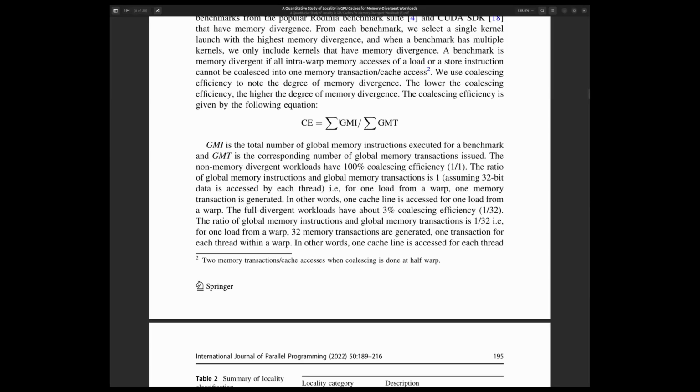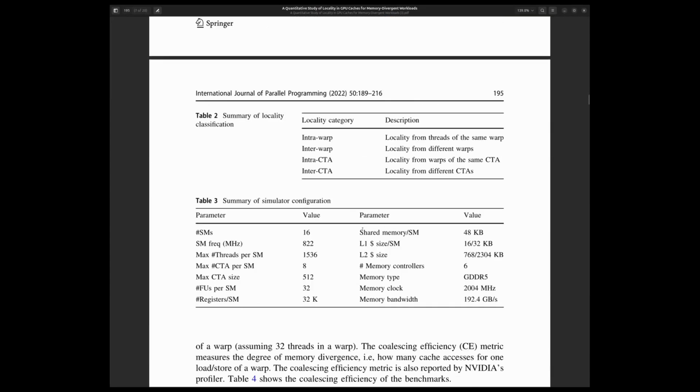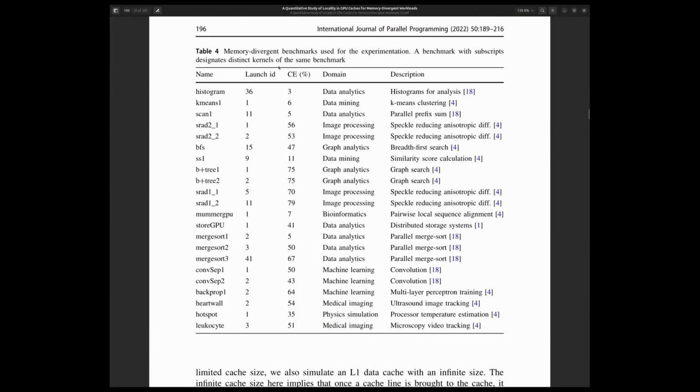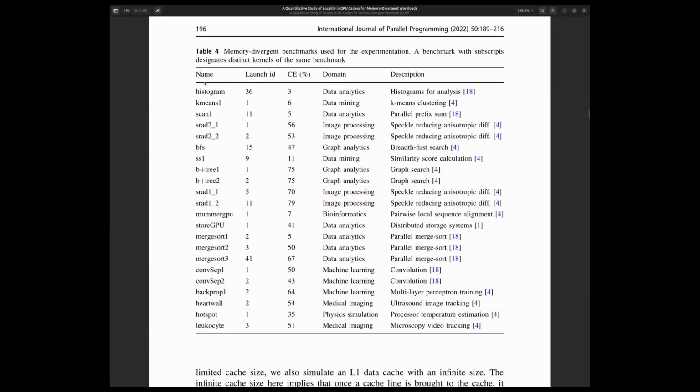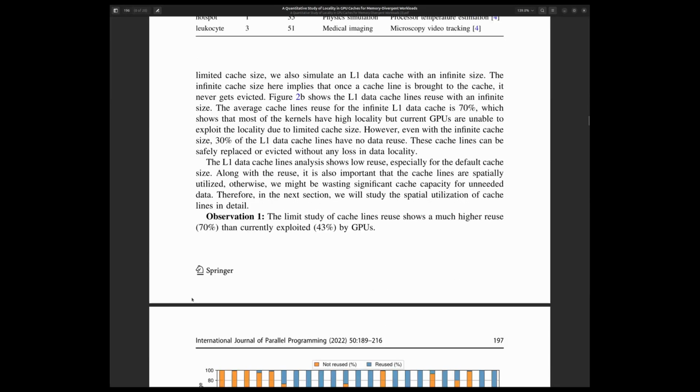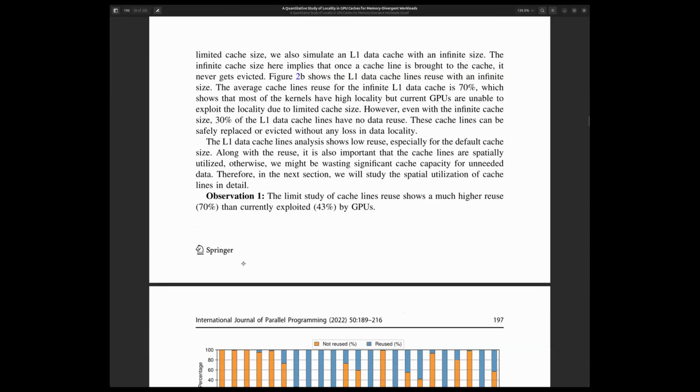But if you had a very memory divergent workload, for 32 instructions you would have 32 transactions. That comes out to 1, and then you divide that by 32, which gives you approximately 3% coalescing efficiency. You see this used over here to define the memory divergence of each of these kernels. To go on, I think that's most of the context that you'll need.